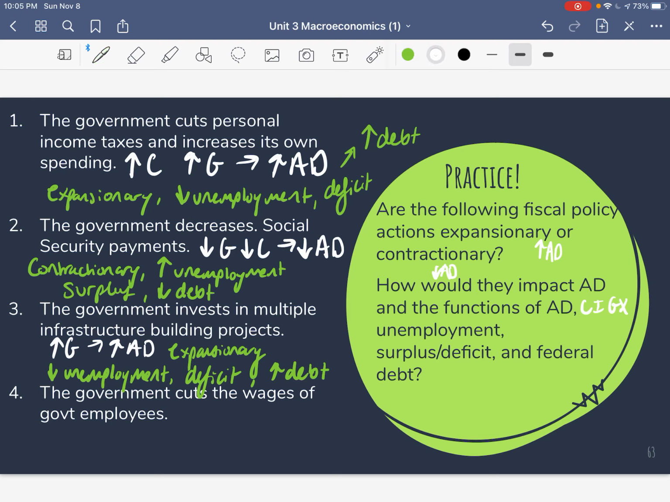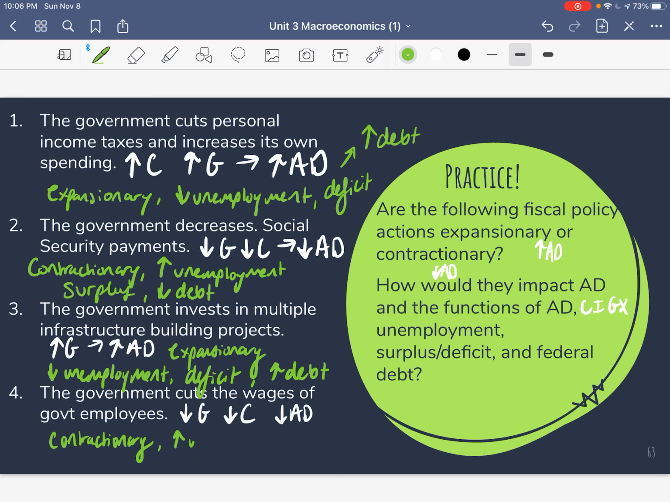Okay, last one. The government cuts the wages of government employees. So government employees are making less and the government is saving more. That's going to decrease government spending. That's also going to decrease consumer spending, right? So we are trying to decrease AD here. And when we're trying to decrease AD, that means that we are doing contractionary fiscal policy. All right, and with contractionary fiscal policy, we're trying to decrease the amount of stuff we're making in America.